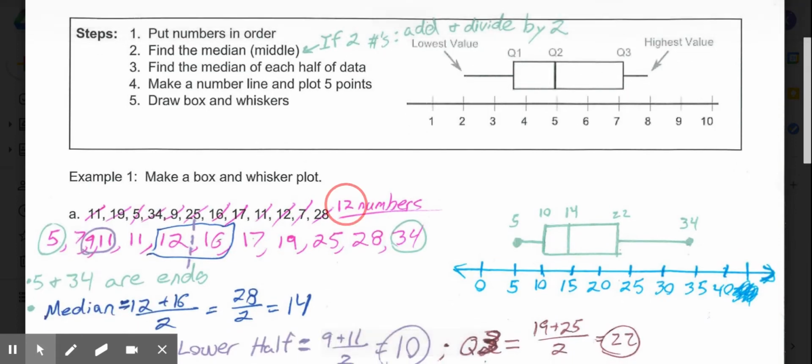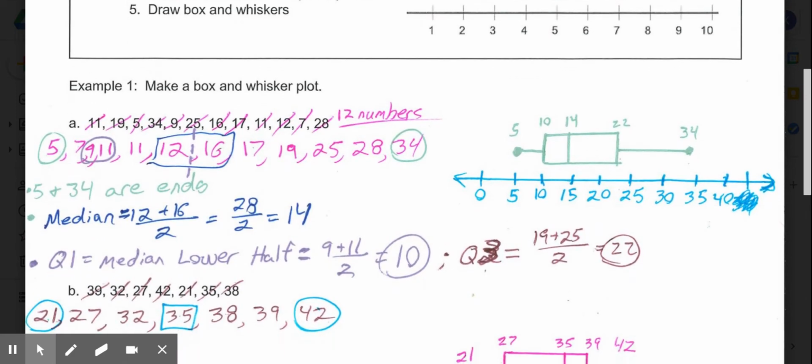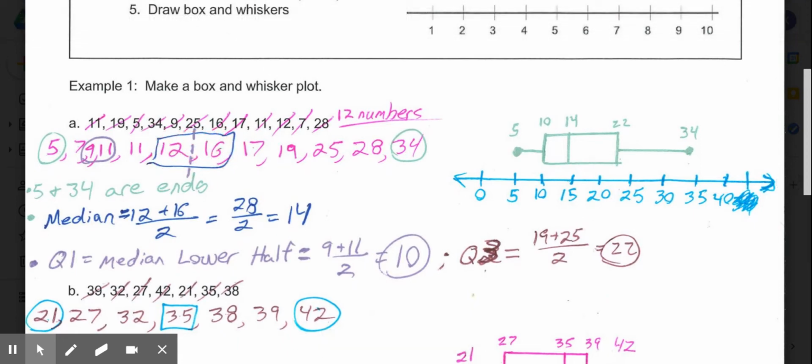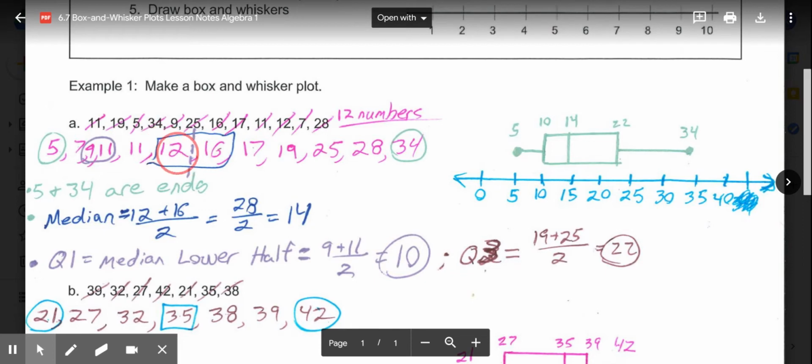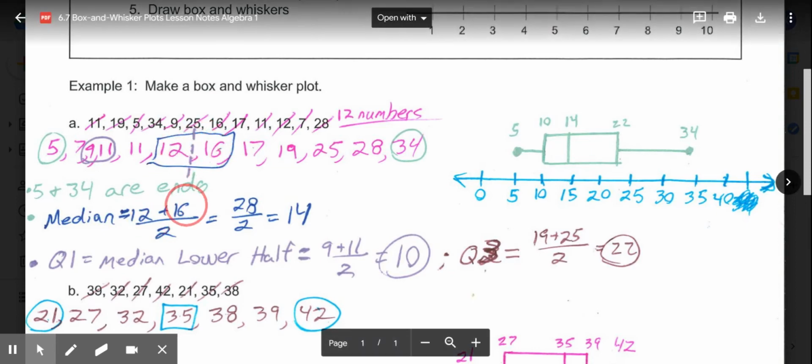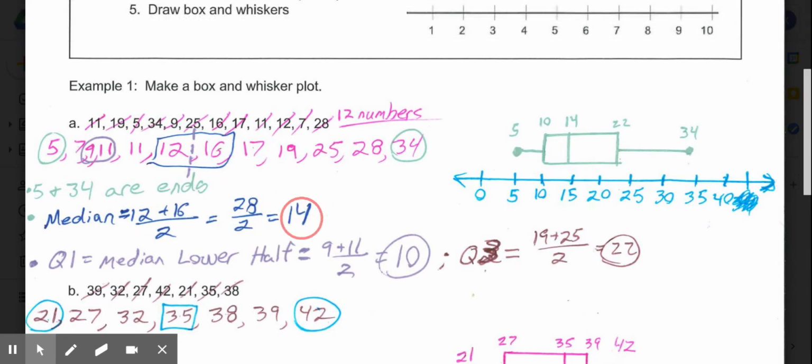So in this case, because I have 12 numbers, there's going to be 2 left in the middle. So when I find my median, it's in between 12 and 16. I count in from the left 6 numbers to 12, count in from the right 6 numbers is 16. So I have 2 numbers left in the middle. So what I need to do is add those together and divide by 2. So 12 plus 16 is 28. 28 divided by 2 is 14. So the median of that list is 14.